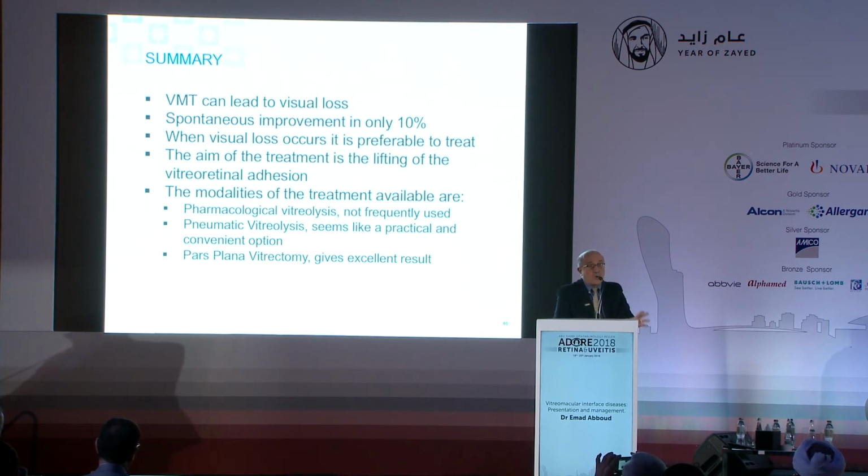Spontaneous improvement is only in 10%, so really those patients deserve to be offered one of the treatment options. When visual loss occurs, it's preferable to treat. The aim of the treatment is lifting of the vitreoretinal adhesion. The modalities of treatment available are pharmacological vitreolysis, which is really not frequently used; pneumatic vitreolysis, which seems to be a very practical and convenient option, office-based; and pars plana vitrectomy, with a definite 100% success rate, and it gives excellent results.